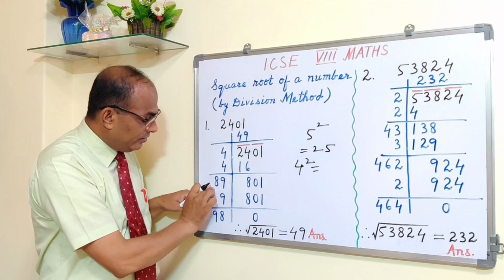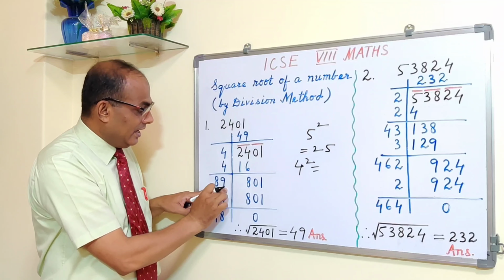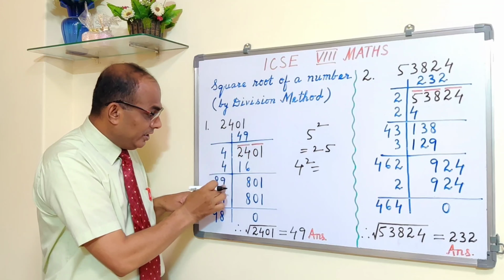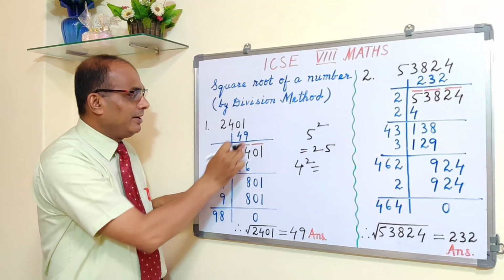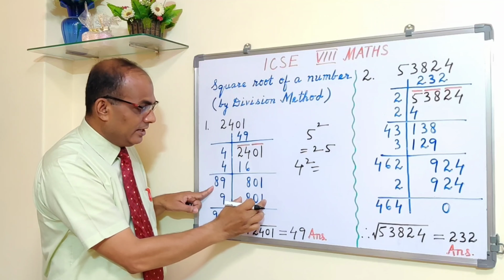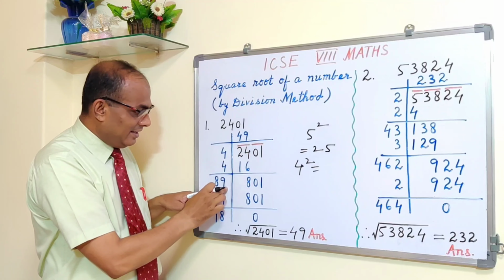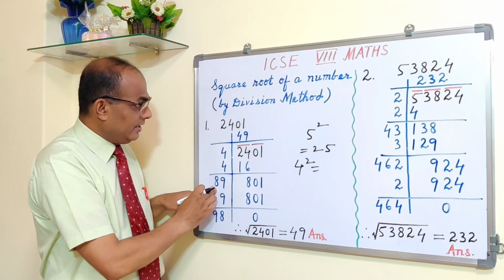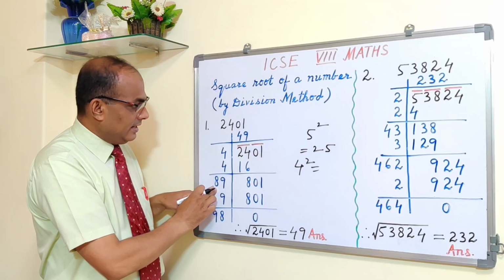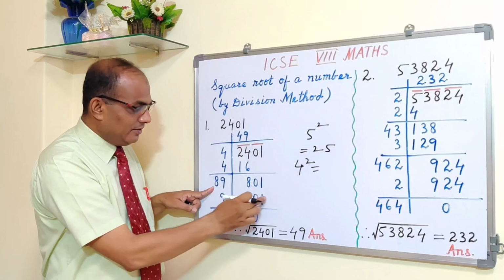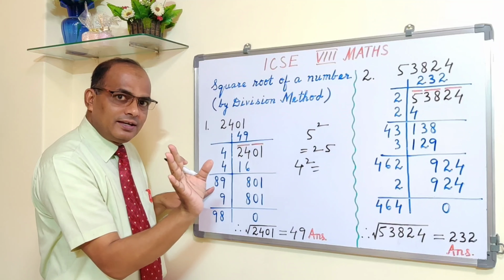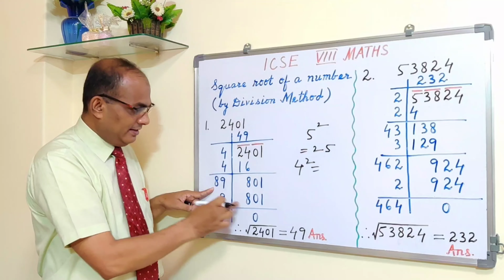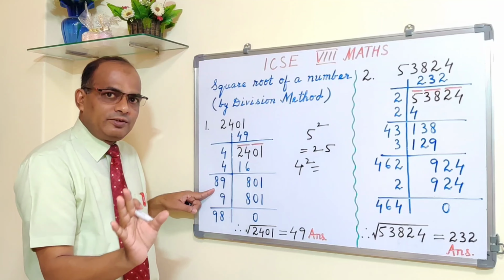Now the new divisor is becoming 89, and 9 I am writing here, the same 9 I have to write down here also. Now the new divisor 89 will be multiplied by 9, and that we write down here. So in this case 9 9s are 81, 1 carry 8, and 9 8s are 72 plus 8 is 80, so 801, we got 801.